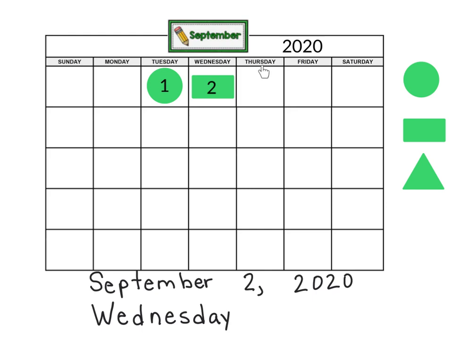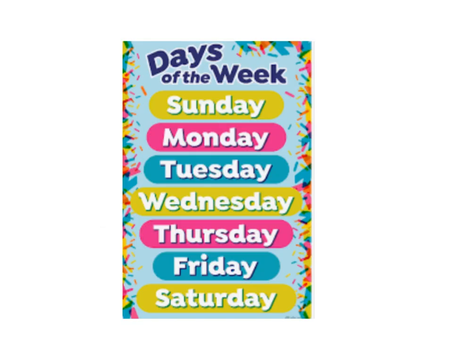Days of the week. Days of the week. Days of the week. Days of the week. Days of the week. There's Sunday and there's Monday, there's Tuesday and there's Wednesday, there's Thursday and there's Friday, and then there's Saturday. Days of the week.